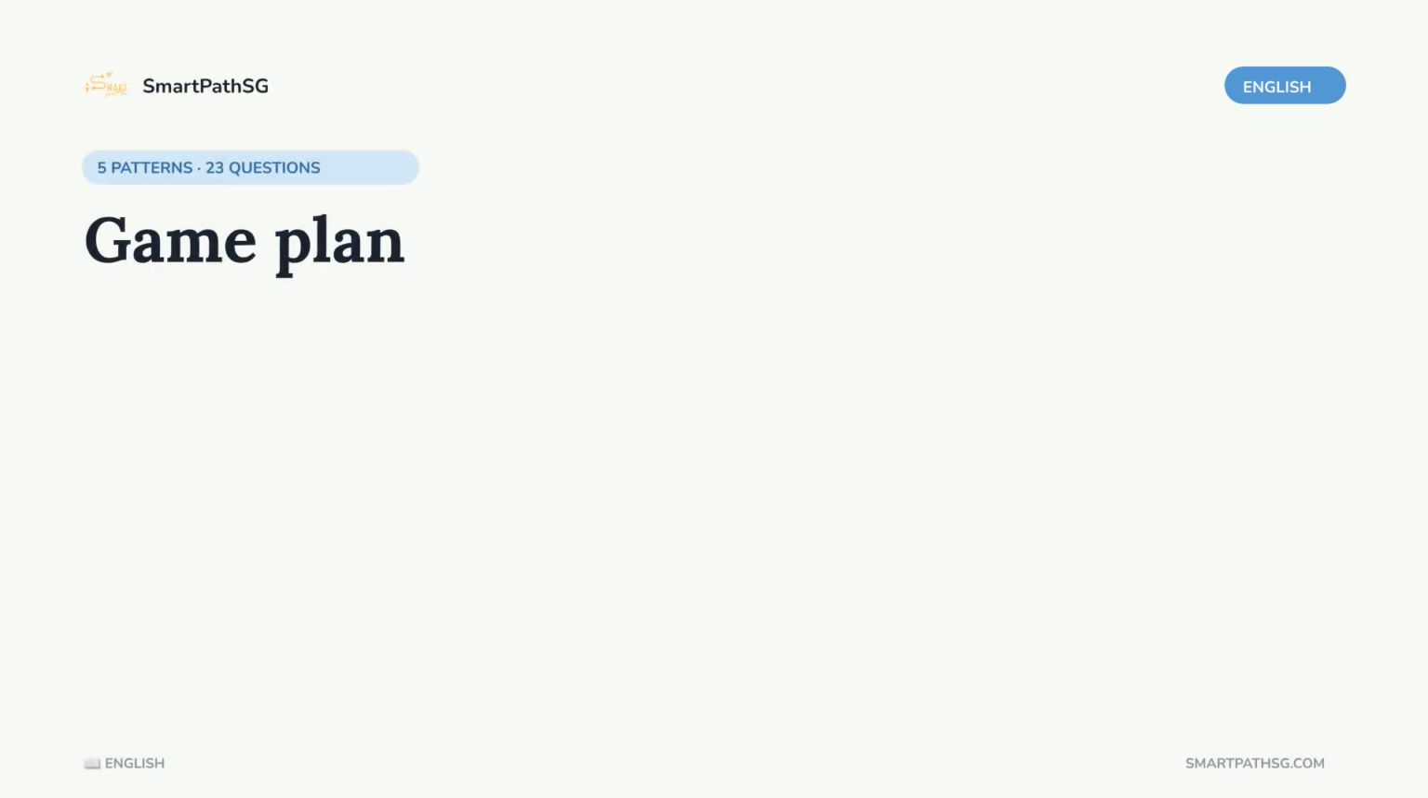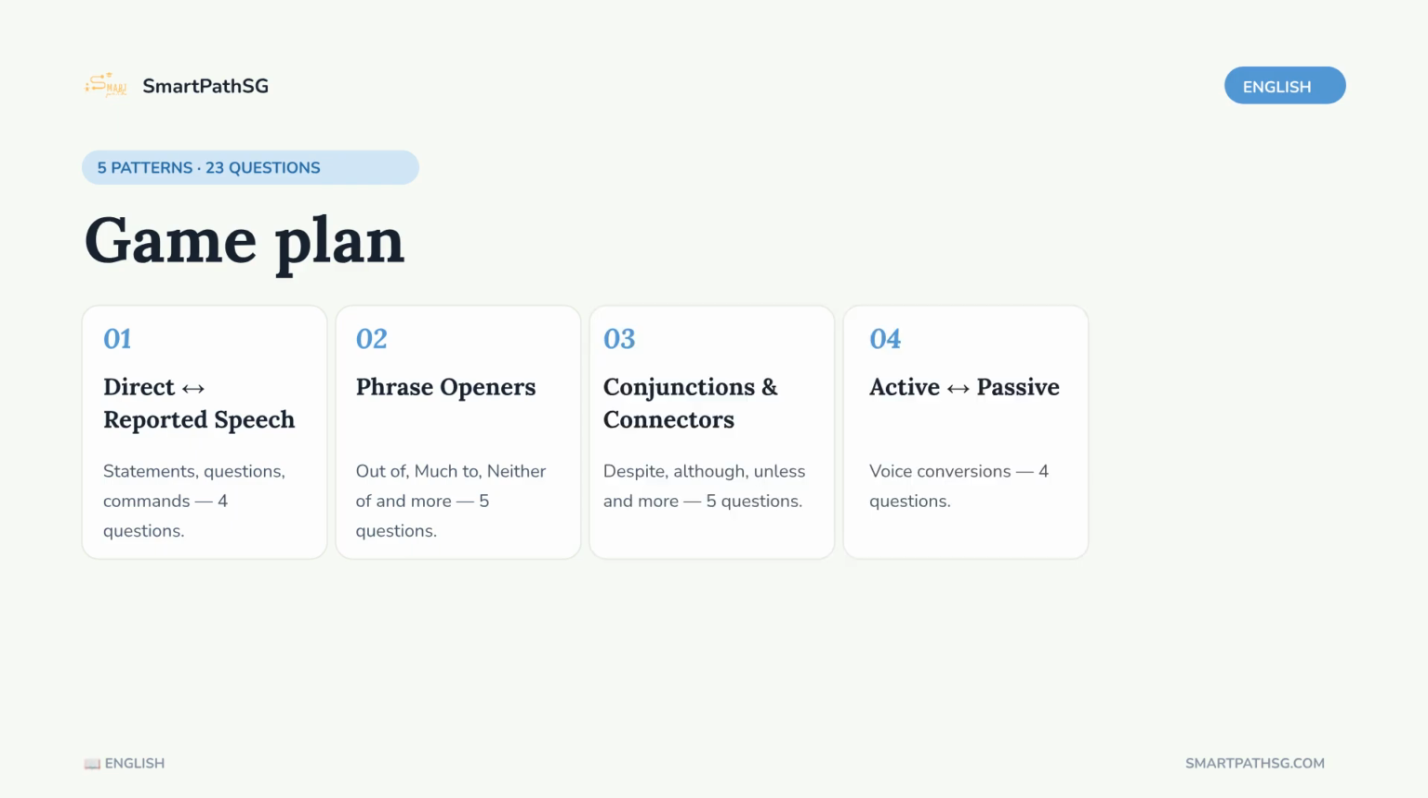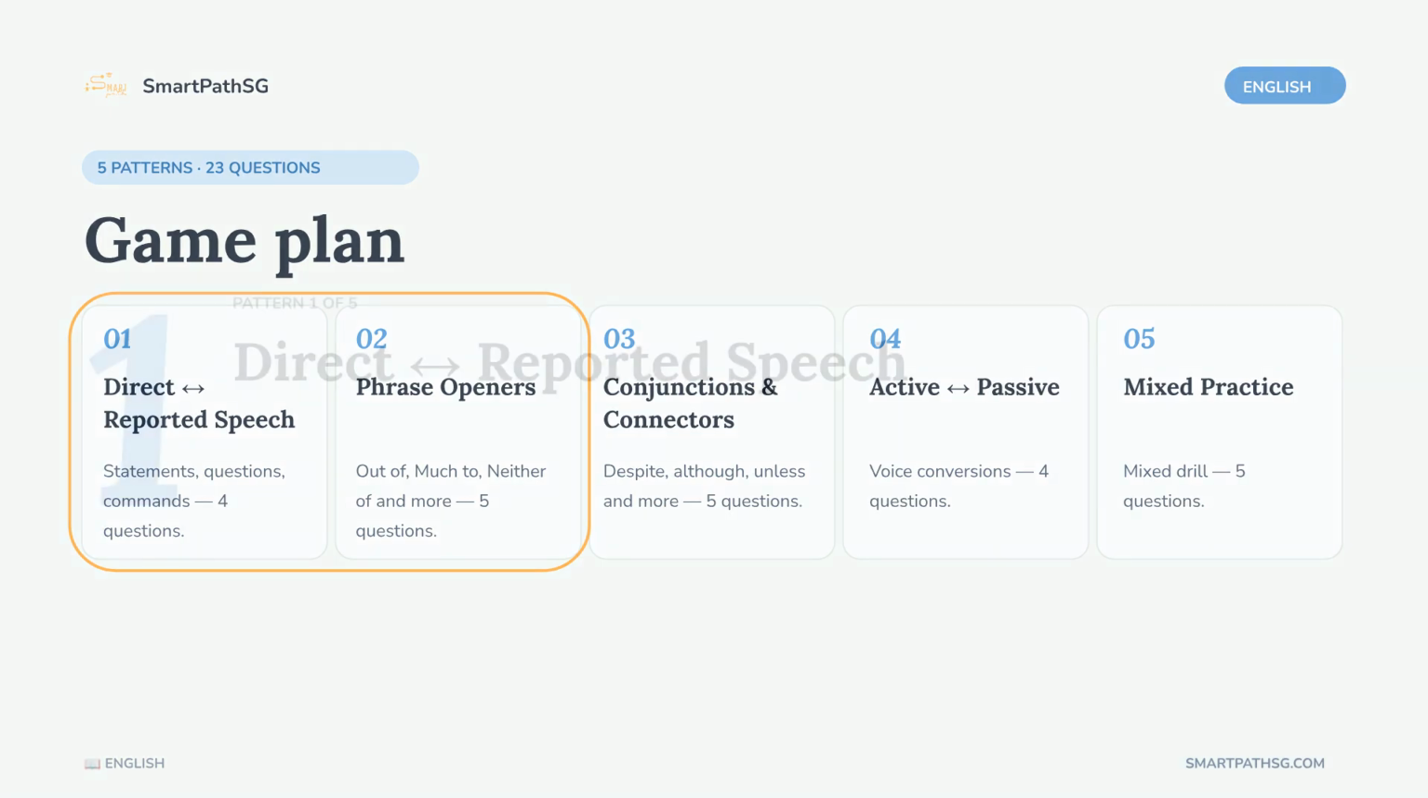Here's our game plan. We have broken S&T into 5 blocks. Reported speech, 4 questions. Phrase openers, 5 questions. Conjunctions and connectors, another 5 questions. Active and passive voice, 4 questions. And finally, mixed practice, 5 questions. Today we will cover Pattern 1 and 2.